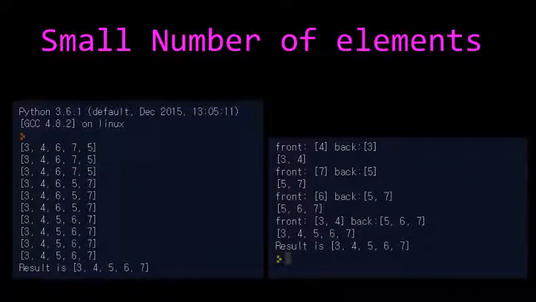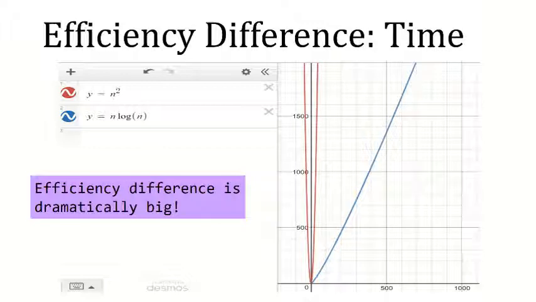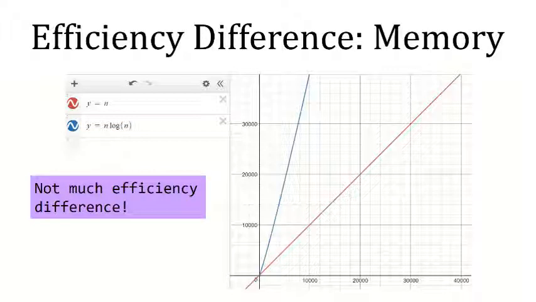It looks like both algorithms take around the same time when the number of elements is small. But when the size of the input increases, the difference in efficiency is shown more dramatically. Can you see the gap between the two graphs? The red line, which represents the efficiency of bubble sort, takes a whole bunch of time as the number of elements increases. This graph shows memory efficiency. Although the number of elements has increased, there is not much difference between the two lines.